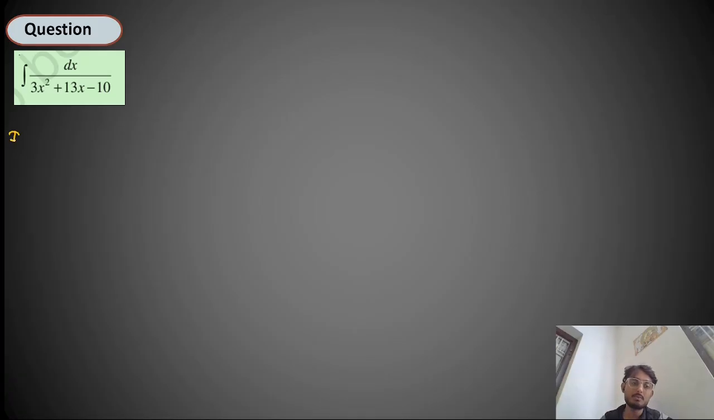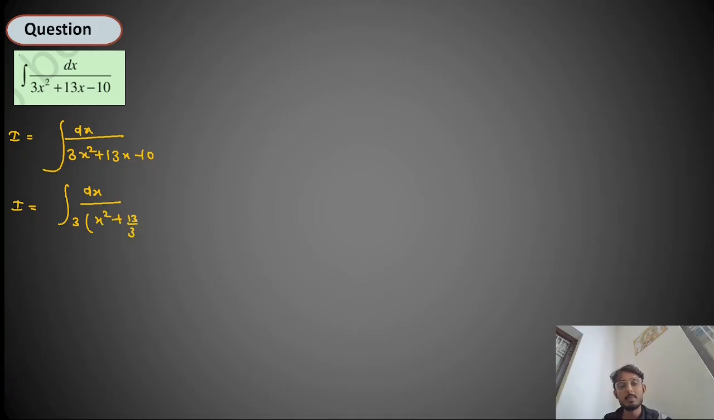I equal to dx upon 3x square plus 13x minus 10. Firstly, try to make the denominator a whole square. So take 3 as common: 3 times x square plus 13 upon 3 x minus 10.